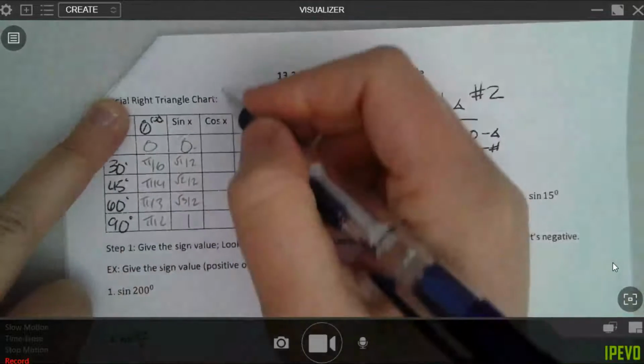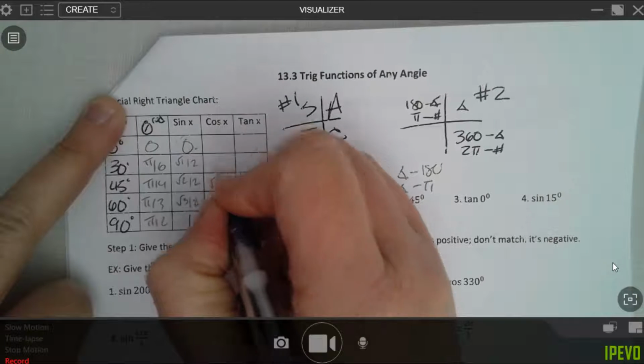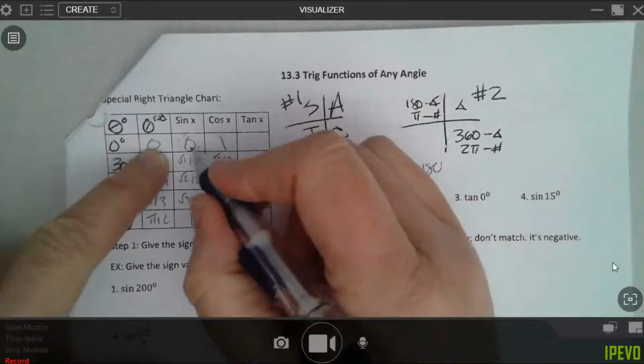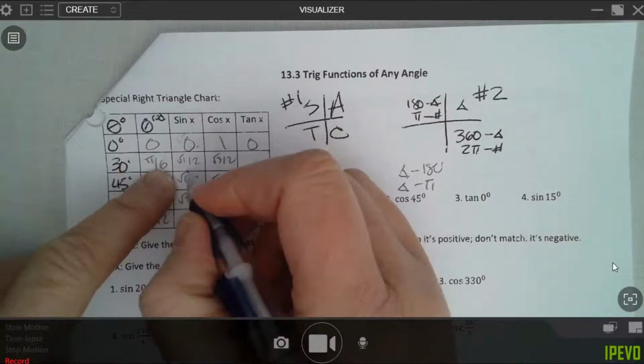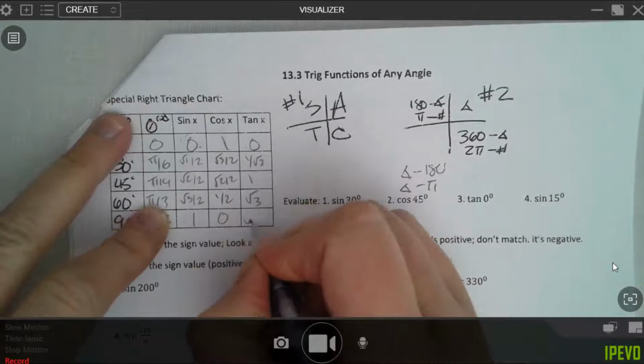And then this is a reverse answer. So it goes 0. And then tangent is sine over cosine. So 0 over 1 is 0. This divided by this is 1 over radical 3. Radical 3. And this is undefined.